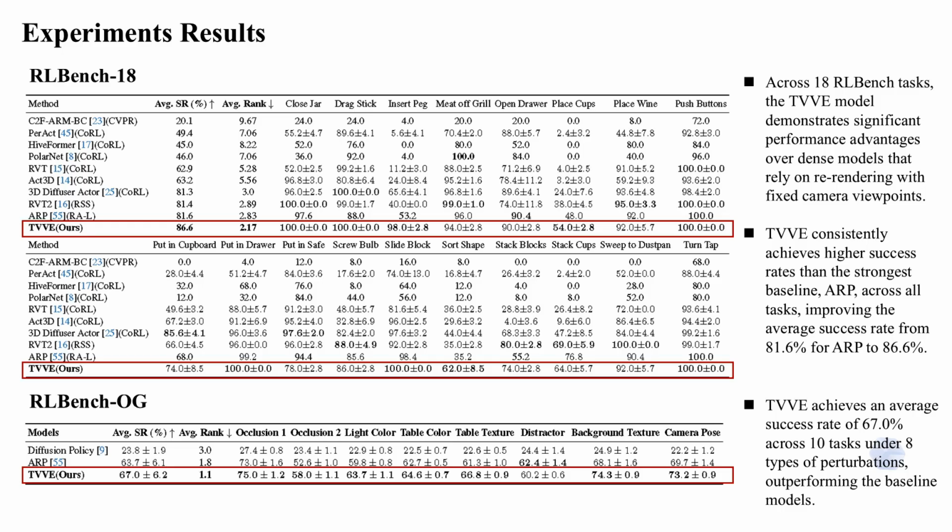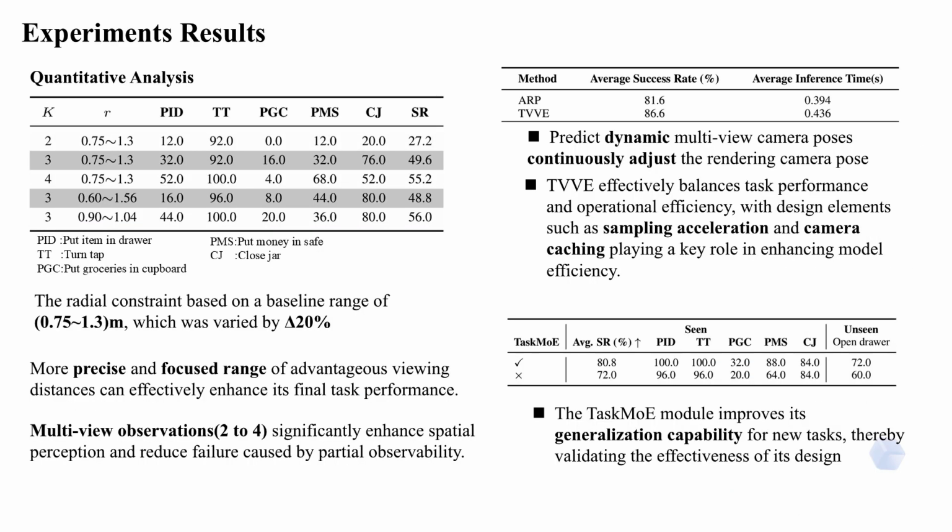Here are the main results. On RLBench-18, TVVE outperforms dense models that rely on fixed re-rendering viewpoints. It also improves over the strongest baseline, ERP, raising the average success rate from 81.6% to 86.6%. On RLBench-OG, we evaluate 10 tasks under 8 perturbation types. TVVE reaches an average success rate of 67% and consistently outperforms the baselines, showing stronger stability under occlusion and visual disturbances.